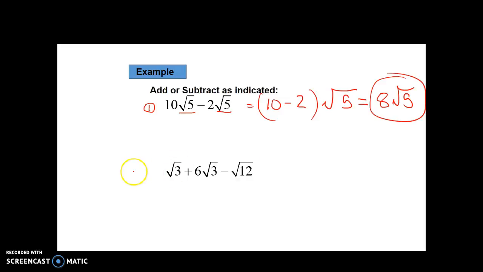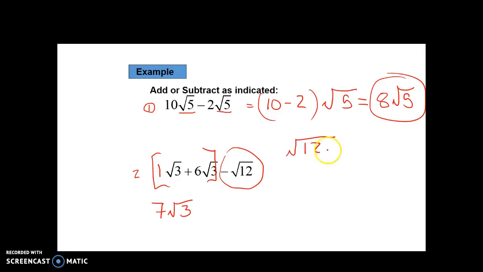Let's check out our second example now. Again, pause the video if you want. This is a good one. We have 1 root 3 plus 6 root 3, so that's cool. We can hammer that out. I know that's going to be 7 root 3. Right? But take a look at this negative root 12. We can actually reduce this guy a little bit. And what I mean by reducing, let me write it over here.